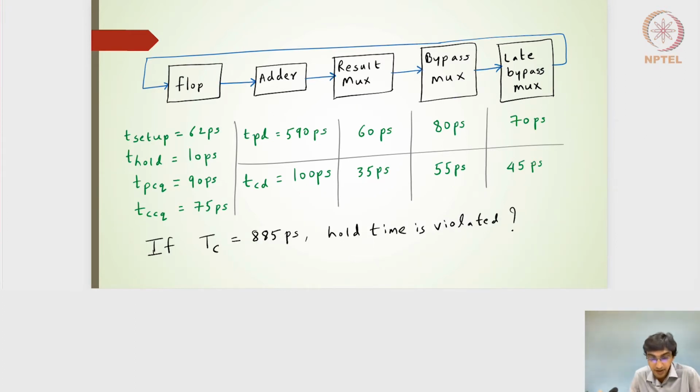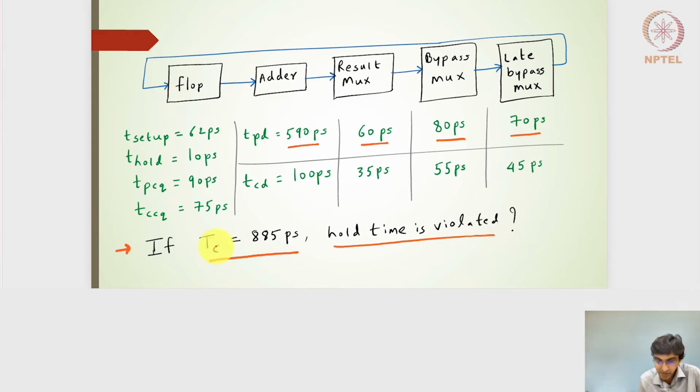Moving on. Let's say the clock time period TC is 885 picoseconds, and this is something we had seen in the last lecture, where we calculated the propagation delays. From the propagation delays of all these 4 combinatorial blocks, we were able to evaluate the minimum clock time period, which was somewhere around 952 picoseconds. But here I'm taking an example where the clock is compromised a bit. So TC is now 885 picoseconds. Now the question is whether there will be any hold time violation, right?